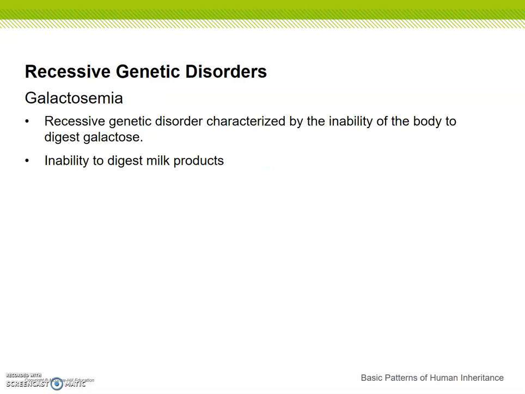We have galactosemia. This is a recessive genetic disorder characterized by the inability of the body to digest galactose. Galactose is a milk product, and when you have galactosemia, you cannot digest milk products.